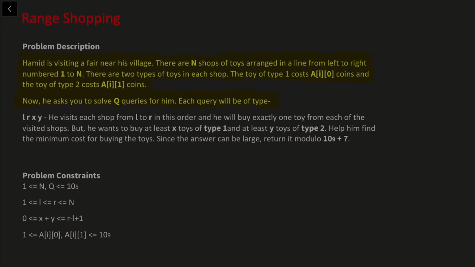Each query will be of type L, R, X, Y. So he visits each shop from L to R in this order and he will buy exactly one toy from each of the visited shops. But he wants to buy at least X toys of type 1 and at least Y toys of type 2. So in a given range LR, he is going to buy one toy from every shop and he needs to buy at least X toys of type 1 and at least Y toys of type 2. Right. Help him find the minimum cost for buying the toys. Since the answer can be large, we need to return it modulo 10 raised to power 9 plus 7. Right. So this is the problem statement.